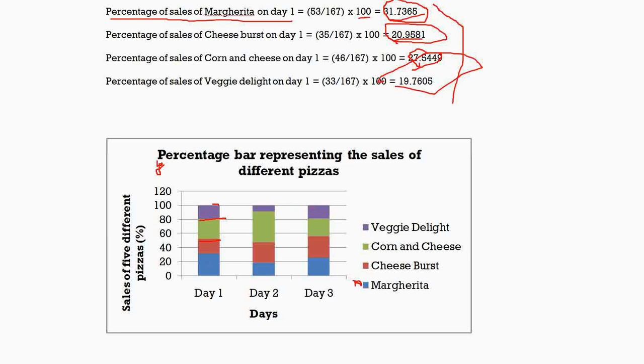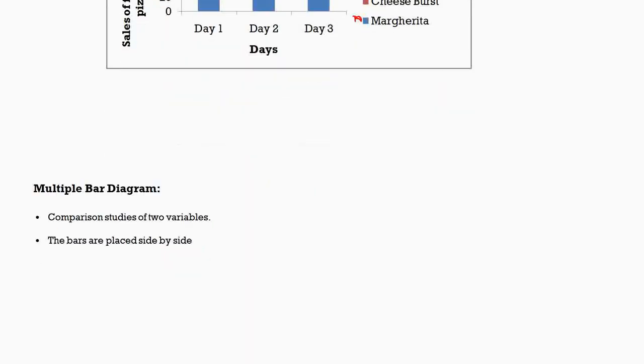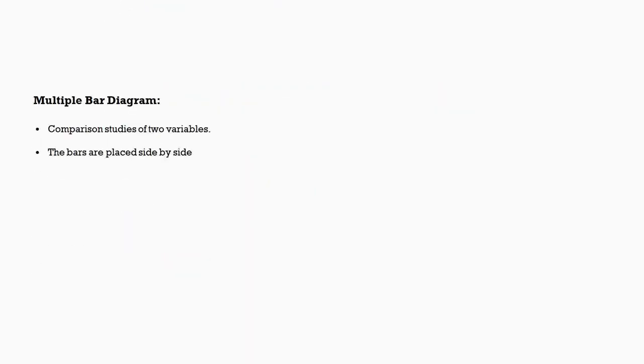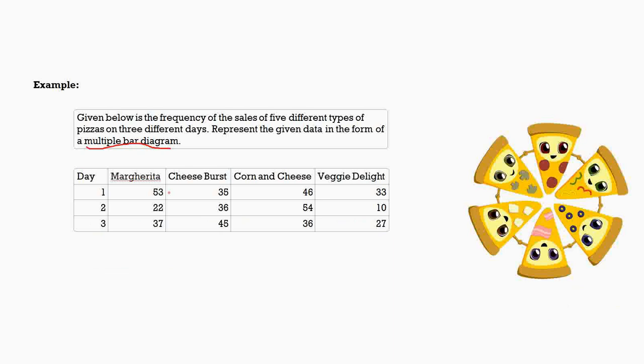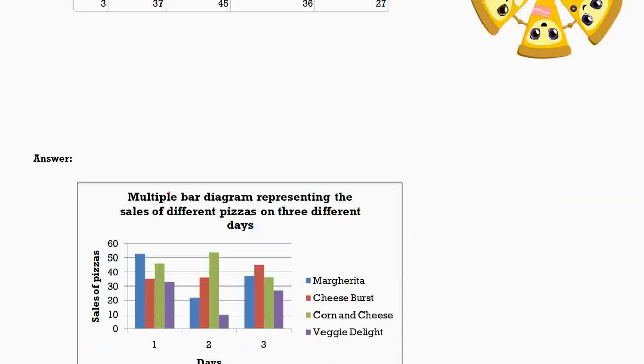So let's move ahead to the multiple bar diagram. Multiple bar diagrams are used for comparing two variables and the bars are placed side by side. We are going to take the same example again. We don't need to calculate any total for this, and we can directly draw the multiple bar diagram.